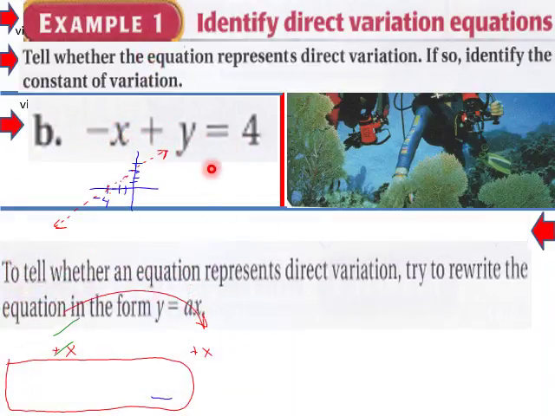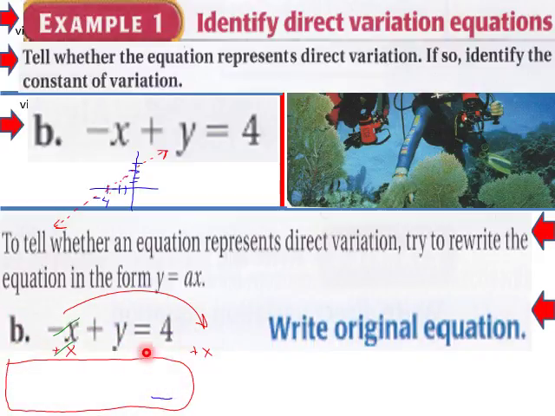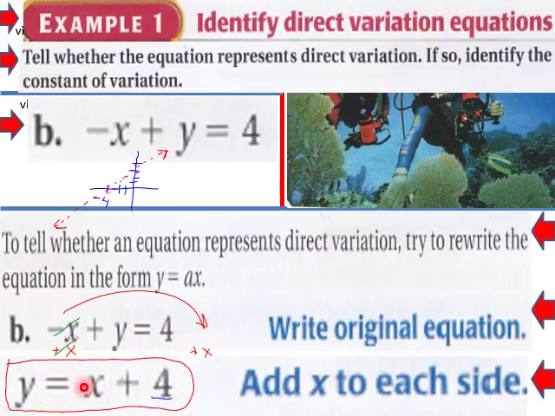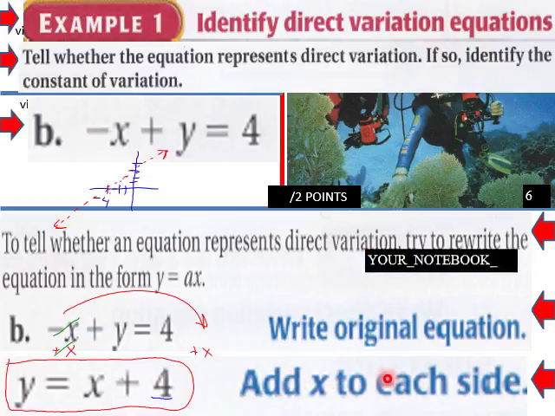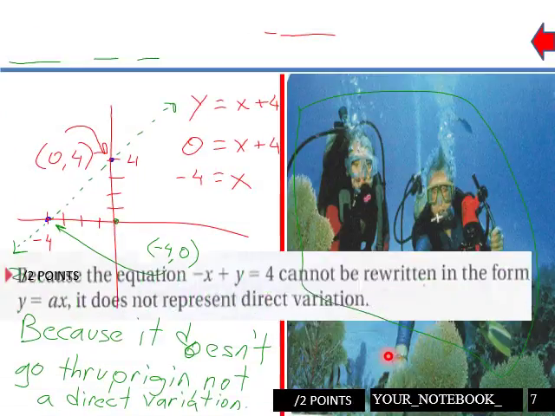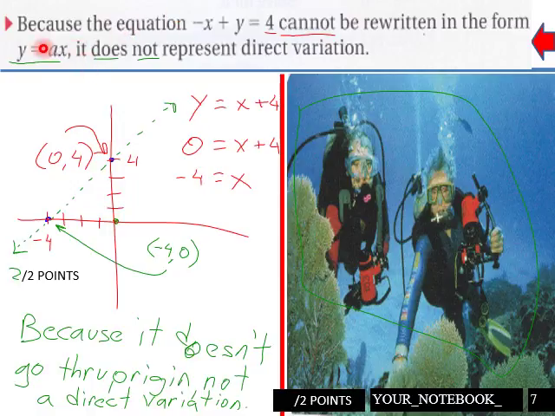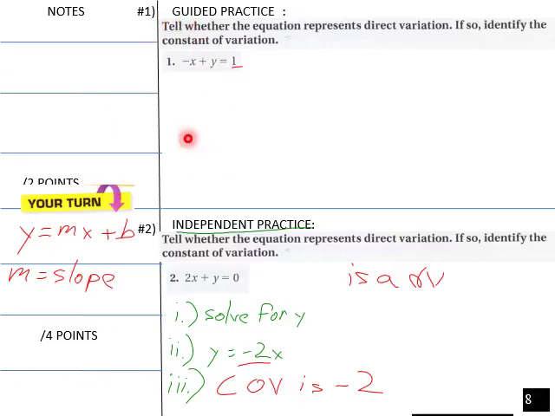Okay, example 1. Here's another one, number b. Negative x plus y equals 4. So we're going to see if we can put this in this form here. What we have here is negative x plus y equals 4. Y equals x plus 4. Add x to each side. Is that direct variation form, y equals ax? It cannot be written in the form because it does not represent direct variation. Negative x plus y equals 4 is not in y equals ax form. Okay.